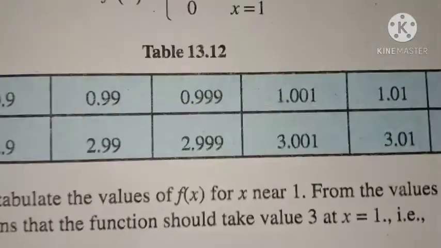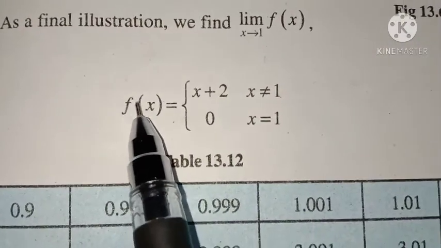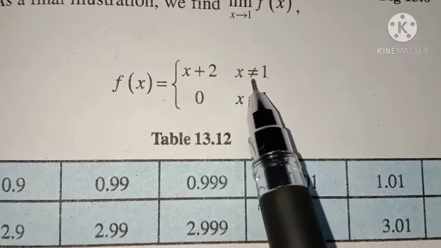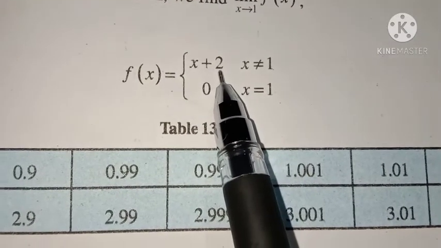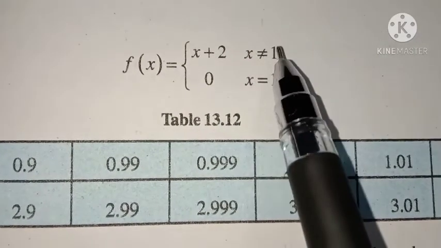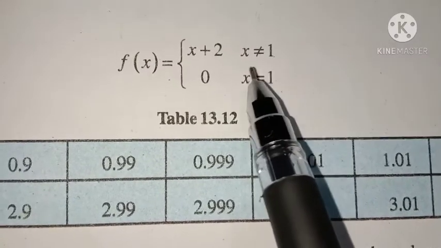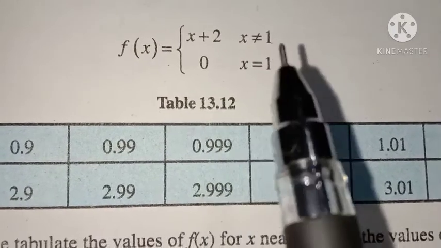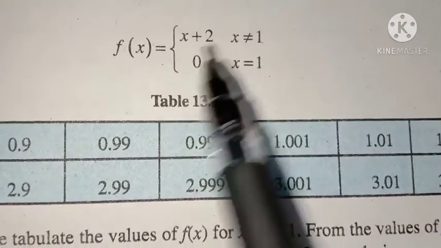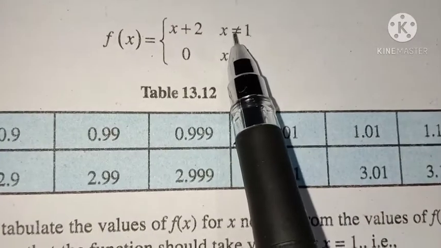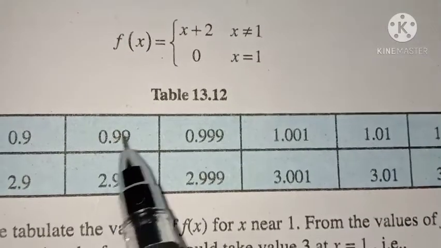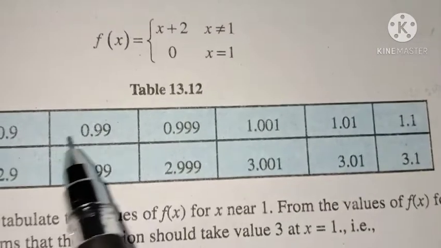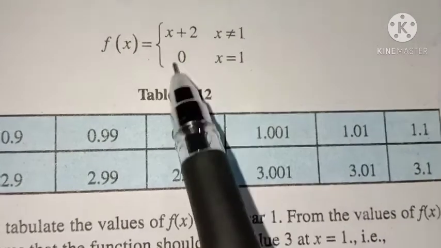Let's see this example. F of x is given: when x equal to 1, f of x equal to 0. When x not equal to 1, f of x equal to x plus 2. So here x equal to 1 is the basic value. So consider x equal to 1 and x not equal to 1. When x not equal to 1 means we took some values less than 1 and greater than 1. So these are less than 1 values and these are greater than 1 values. When x less than 1 or greater than 1, function is same.